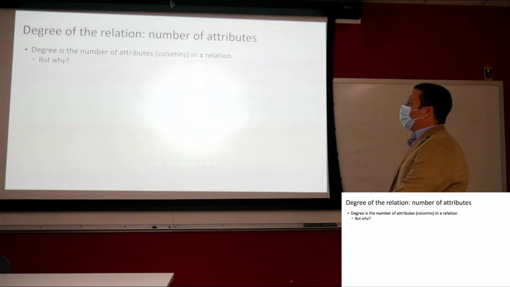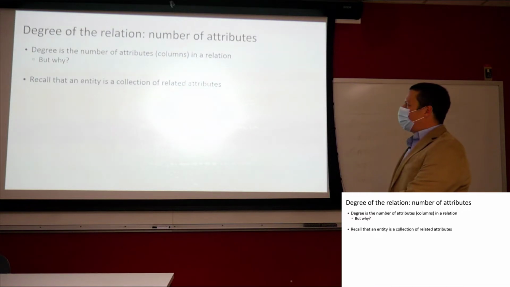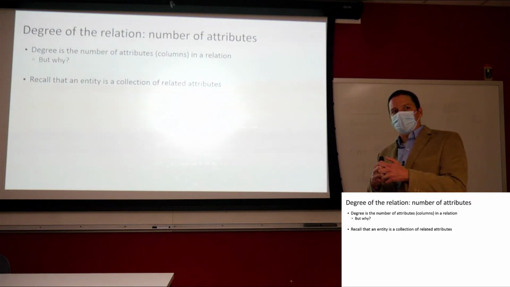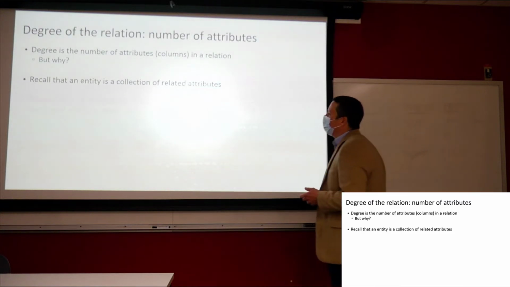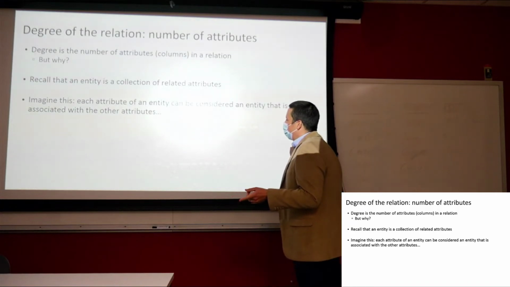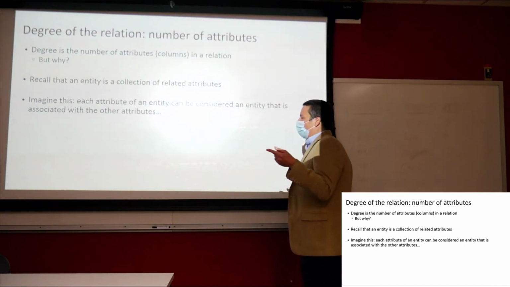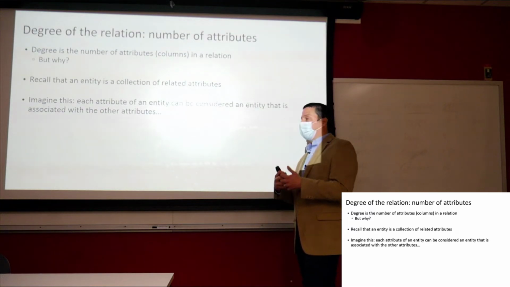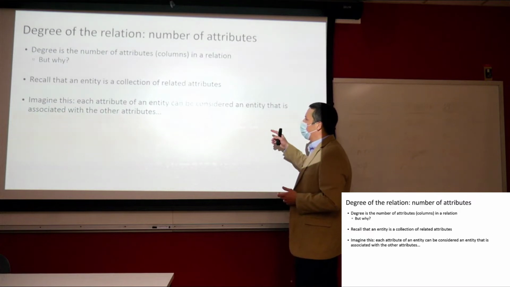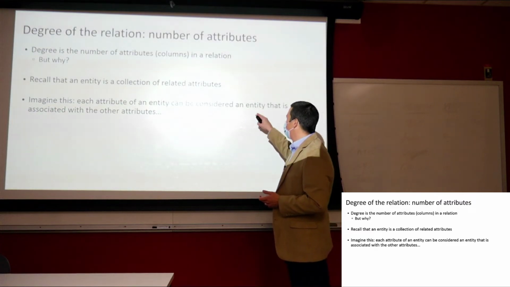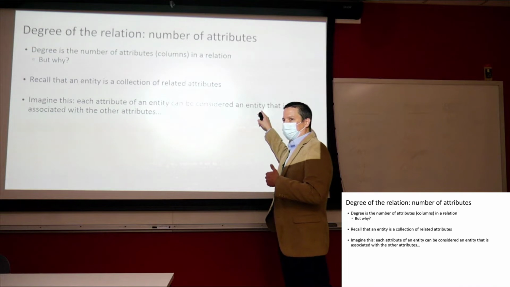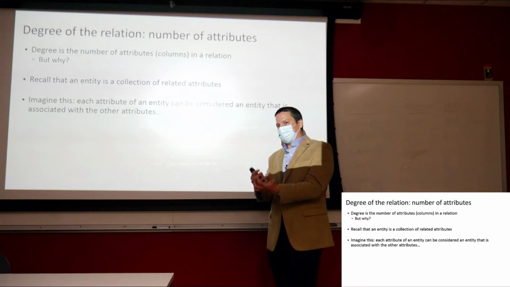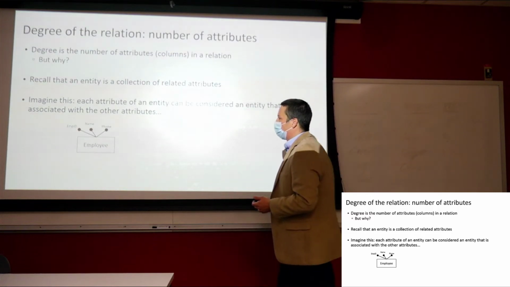So recall that we previously said an entity is just made up of a collection of attributes that are related to one another. Okay? So imagine that each attribute of an entity is its own entity that's associated with other entities, and together all of these entities come together to make up this bigger construct, right?